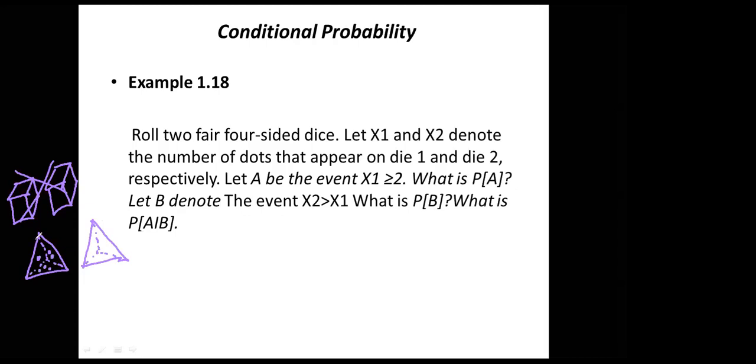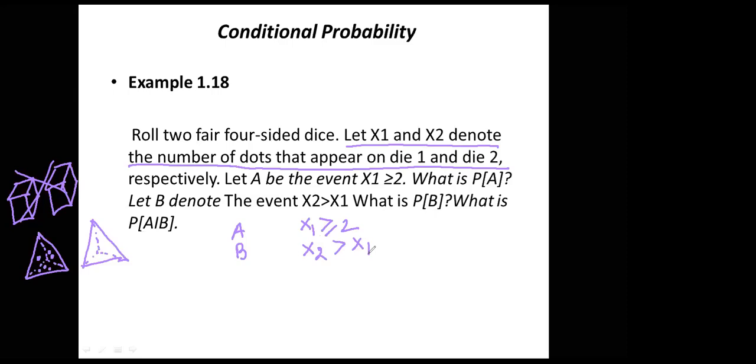Okay. Now when I'm talking about event A, look at that. Let x1 and x2 denote the number of dots that appear on die 1 and die 2. And what is A? A is an event when x1 is more than or equal to 2. And B is an event when x2 is more than x1.